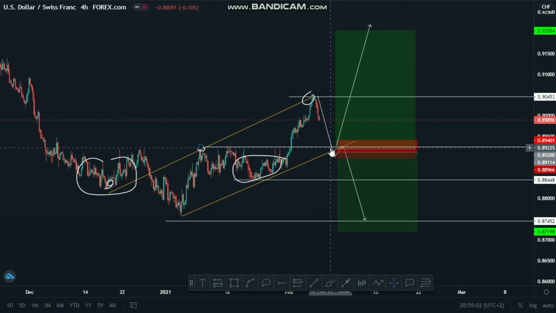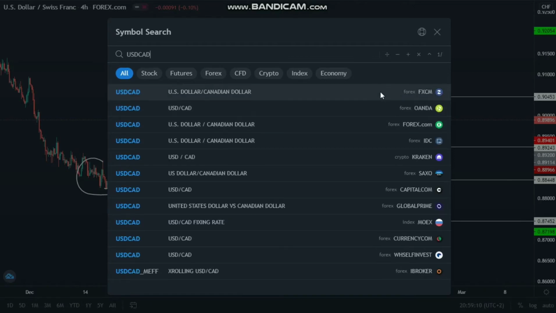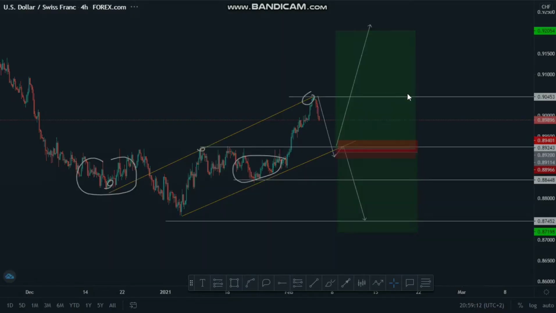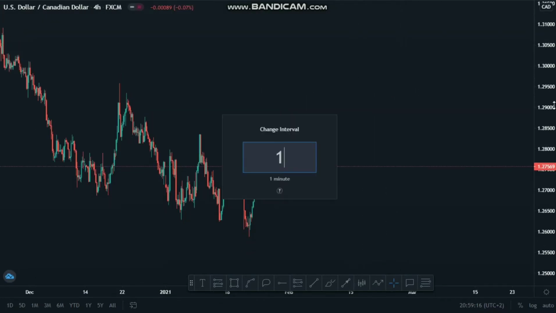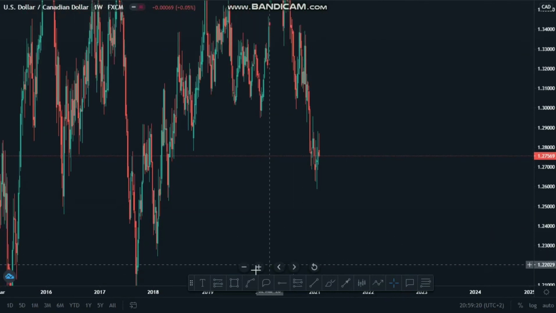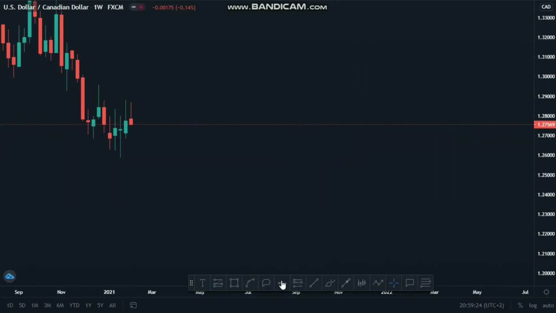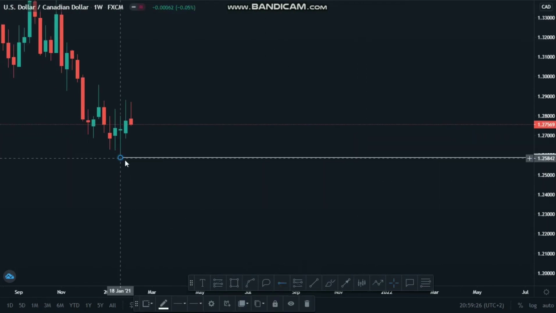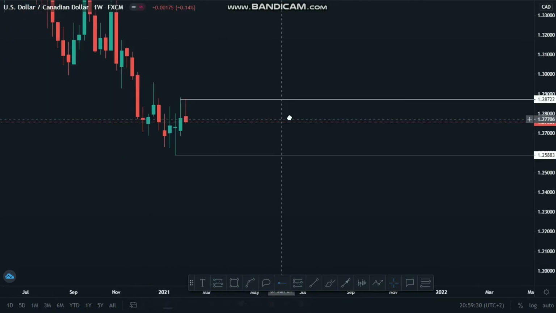Okay, let's move on to our second pair, USDCAD. As you know, we start our analysis on the weekly time frame. So from the weekly time frame, we make things simple, identifying what? Our major support and our major resistance. Ladies and gentlemen, bear in mind, don't complicate your charts. Identify things which matter. Major support, major resistance.